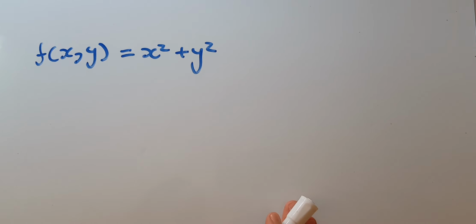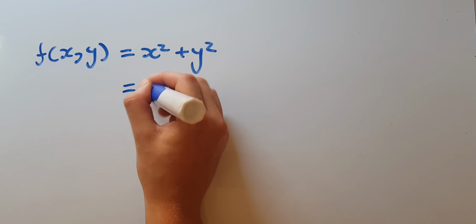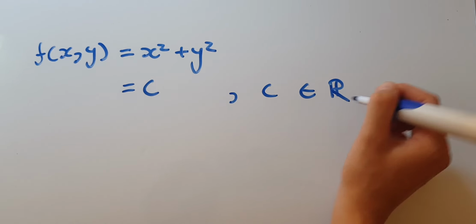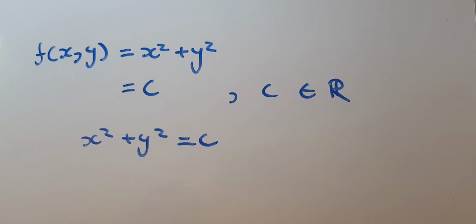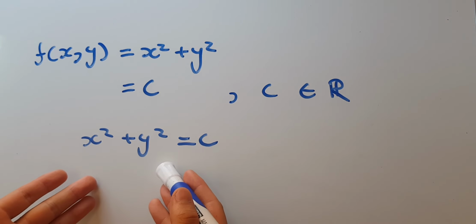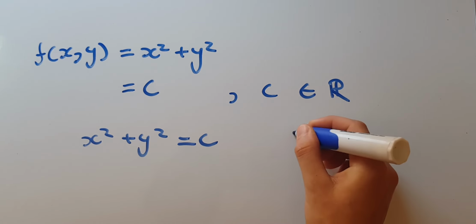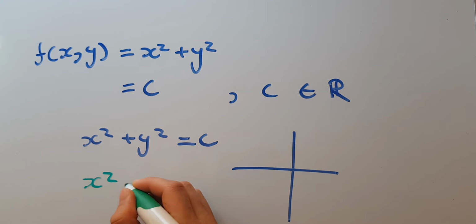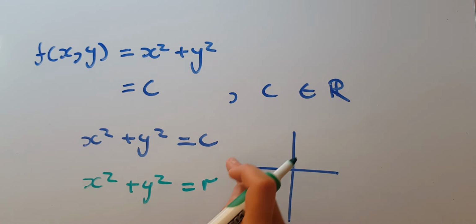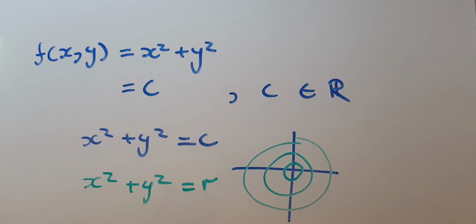The first thing you want to do when a question asks you to draw some level curves is to equate your function to a constant, like this. And please mention somewhere that your constant is an element of all real numbers. So now you can rewrite the equation as so. The next step is to identify what type of curve this will give. From primary school or high school, you should understand that this will give a circle. And you also should know that, because our C is in this format, as C varies, the radius will vary. So our level curves will take this format.